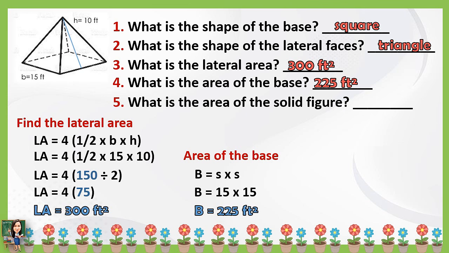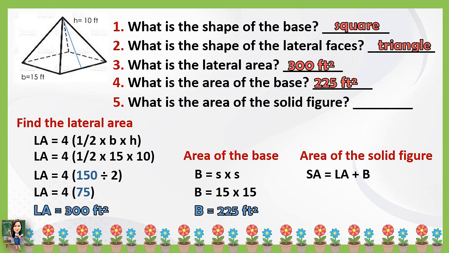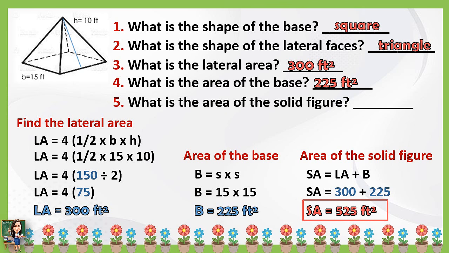Number 5, what is the area of the solid figure? The formula is surface area equals lateral area plus base. The lateral area is 300 square feet plus the base, 225 square feet. The answer is 525 square feet. So the area of the solid figure is 525 square feet.